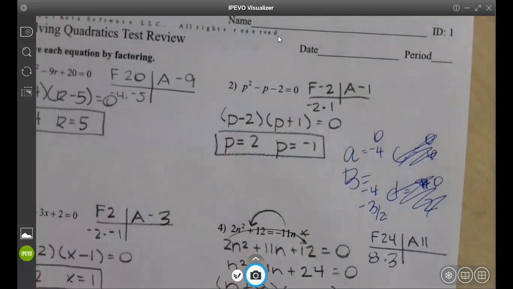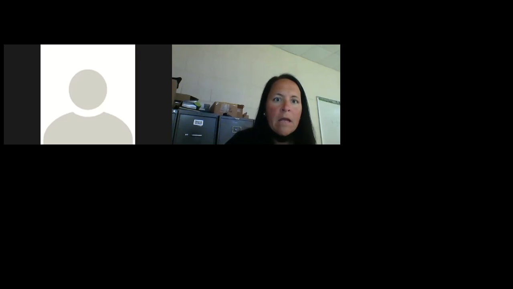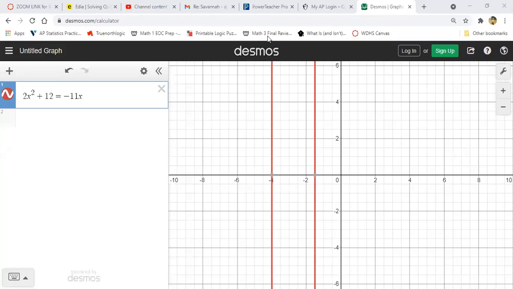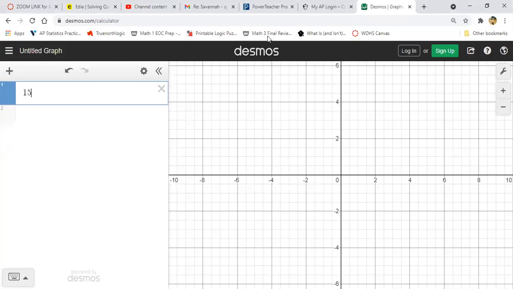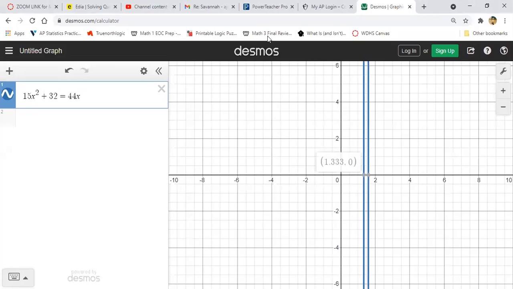All right, so let me show you some more Desmos. Let's look at number 5, which was one of those that had all fractions. So 15, always use x squared, plus 32 equals 44x. You guys see 1.33. So we know it's a positive. Both of them are positive. So mark out any negative answers and then put your fractions into your calculator and see which ones are right. Okay. Any questions on that one?